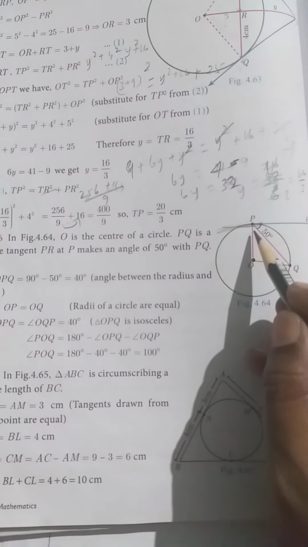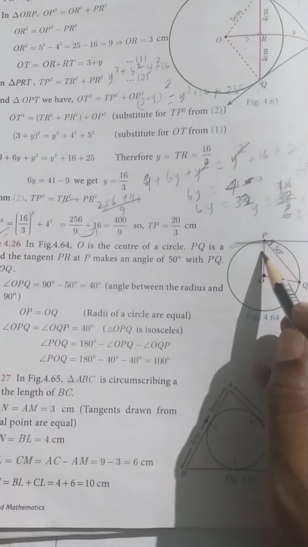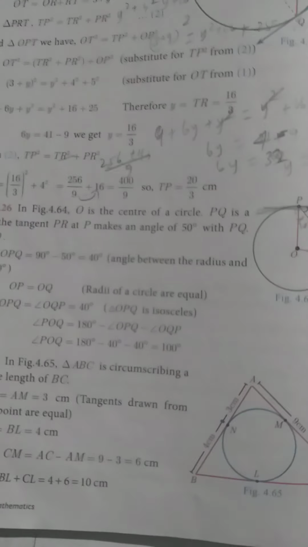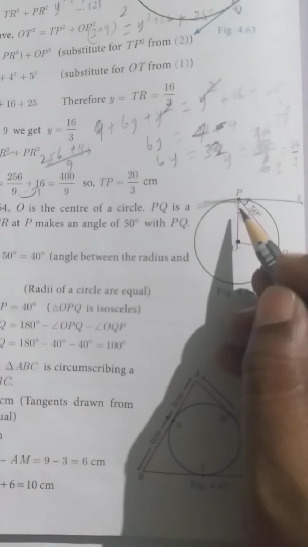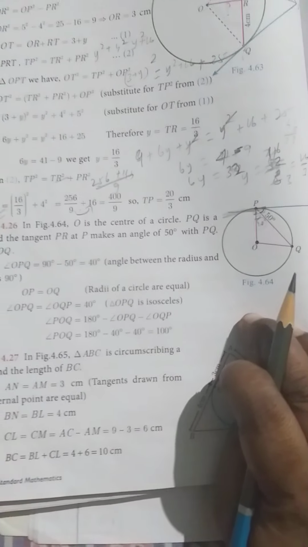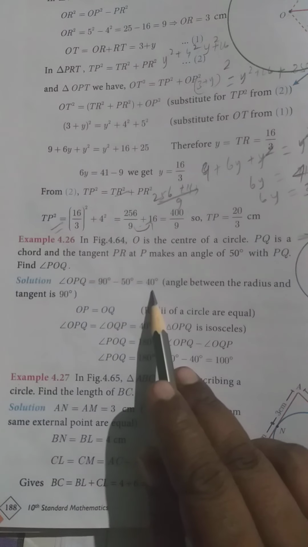Tangent means it makes 90 degree here. But this is 50 degree, so this one automatically is 40 degree. The tangent and the chord touch, so it makes a tangent. Tangent automatically makes 90 degree. But here 50 is given, therefore you take 90 minus 50, sorry, 40 degree. OPQ is equal to 90 minus 50, you get 40 degree.